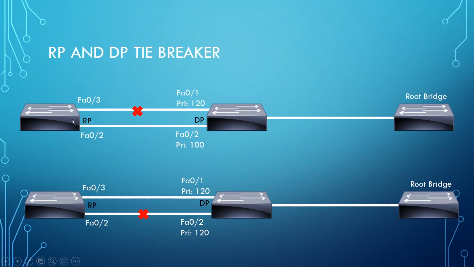Switch over here picks up that this port over here should be the root port, the reason being because its neighbor has got a priority of 100 on this port, but a priority of 120 out of this port. So pick this port as the root port.